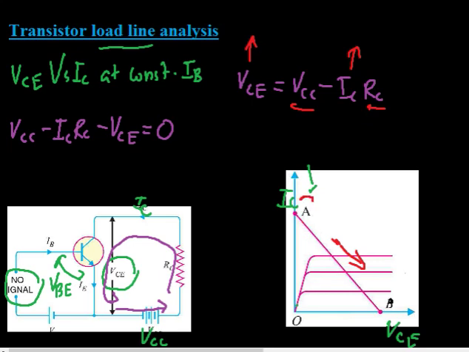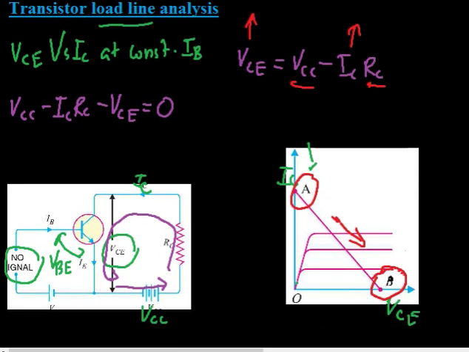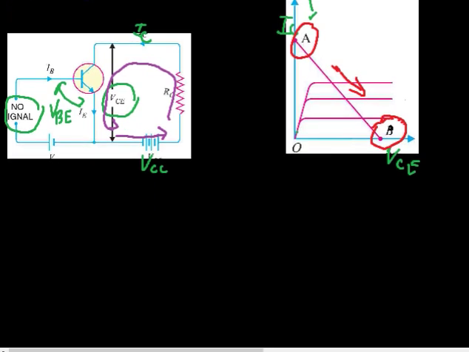Now we have to determine the two endpoints of this straight line, A and B. It is very easy to determine these two endpoints. For that, I am considering at end A that VCE is equal to 0. Remember this expression always.